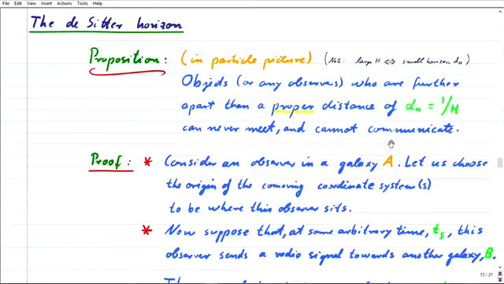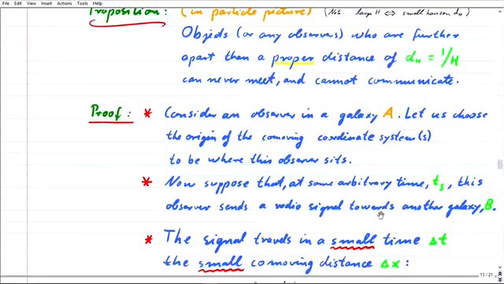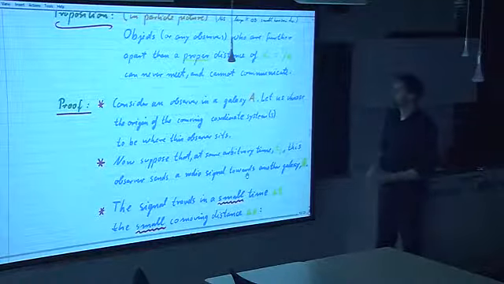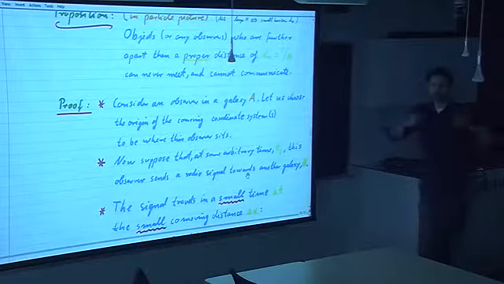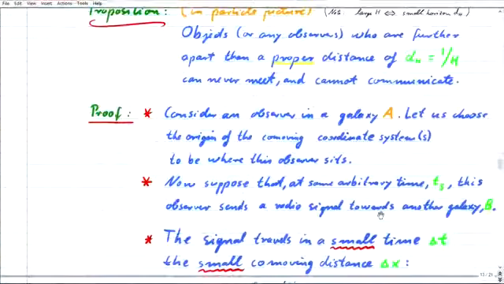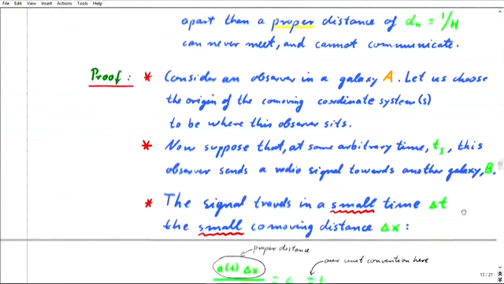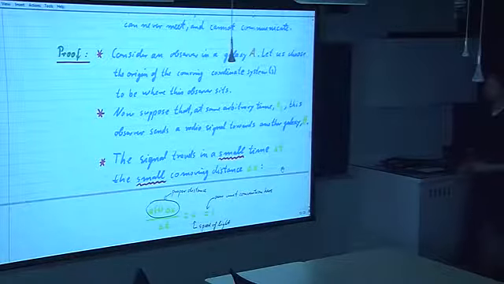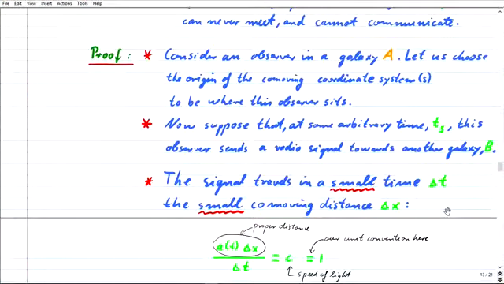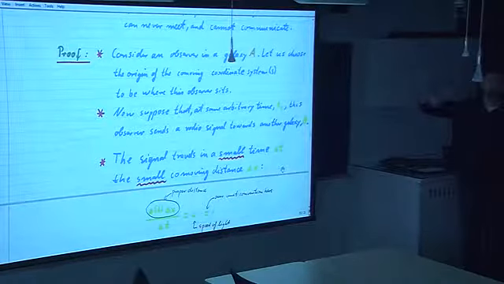Okay, so how could that be, that they cannot communicate? Well, consider an observer in a galaxy A. And let us choose the origin of the co-moving coordinate system to be where this observer sits. Observer could be any one of you. Now suppose that at some time t_s, this observer sends out a radio signal towards another galaxy. Another galaxy far away, not Andromeda. Andromeda is heading towards us.